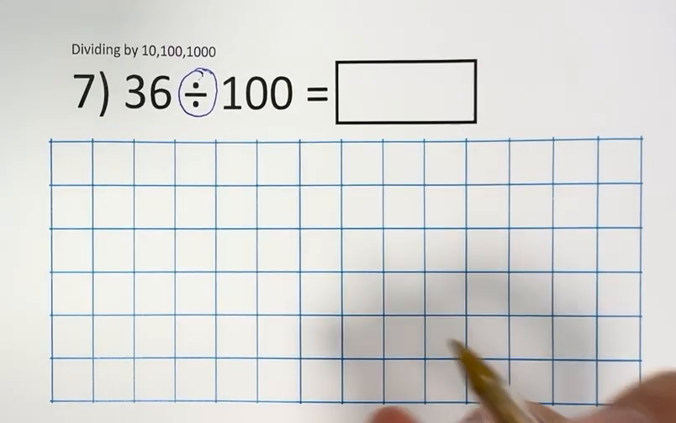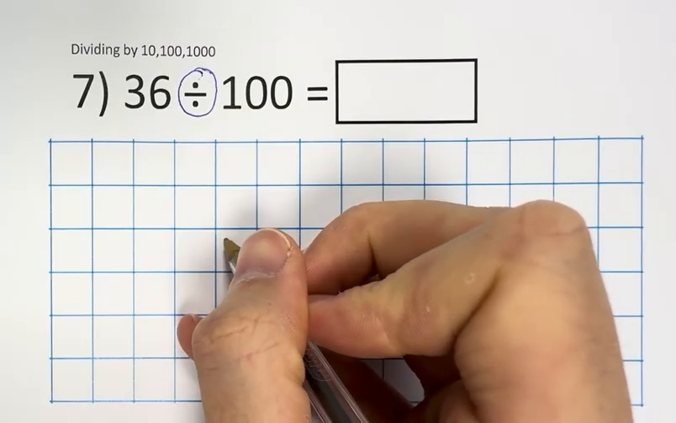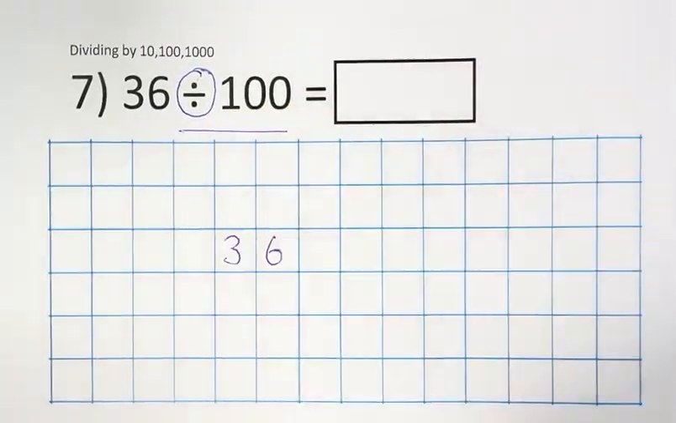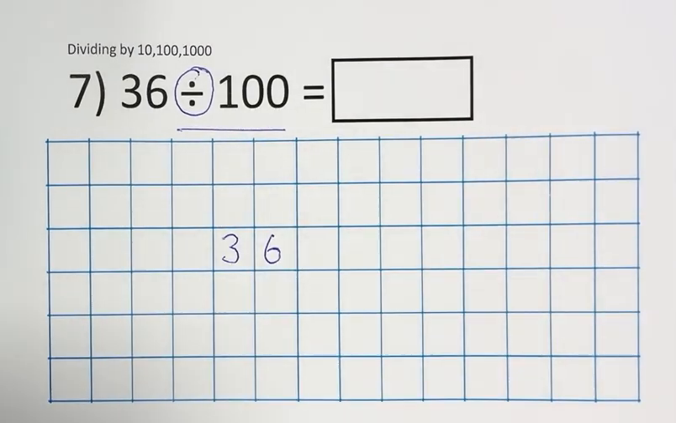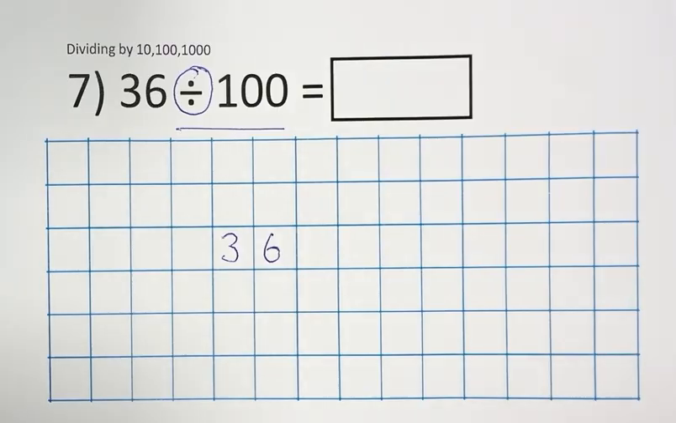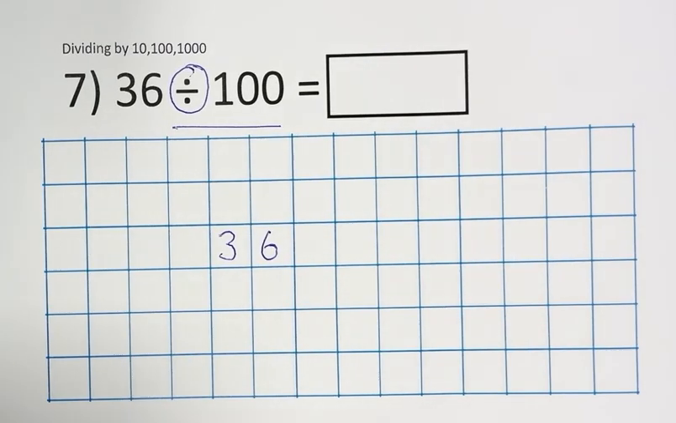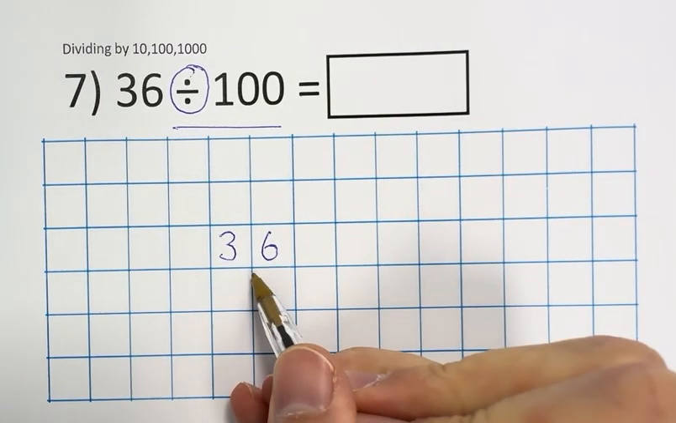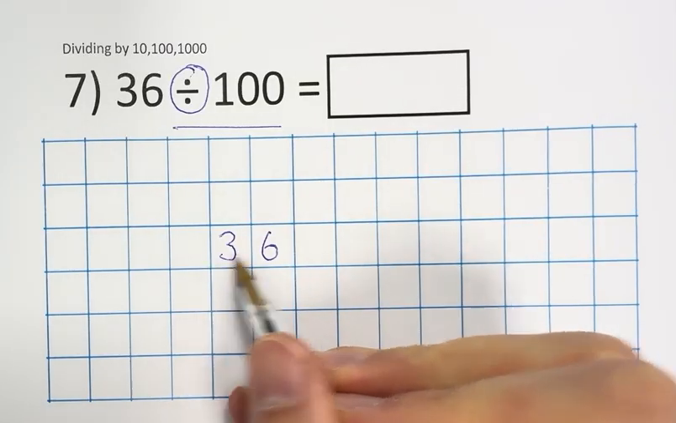So what we are going to do, we are going to write 36 here. And when we're dividing by 100, we are going to ask ourselves, how many hundreds are there? The same way, if we did 20 divided by 5, we would say, how many 5s are there in 20? 4. We're going to do the same here, but it is slightly more confusing. We're going to ask ourselves, how many hundreds are there in 36?